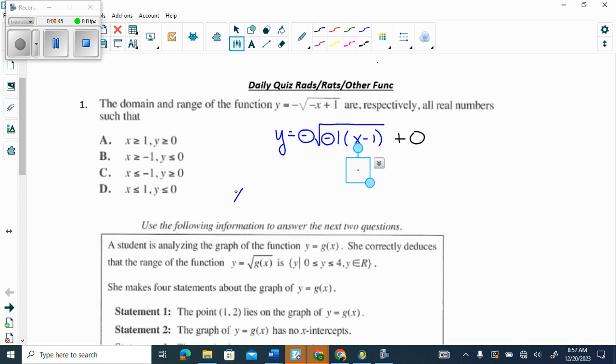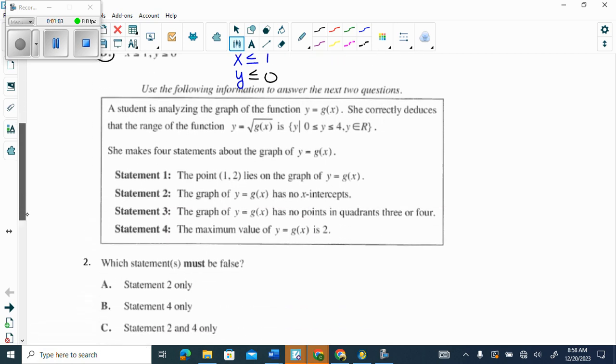So I know that my domain is going to be x is less than or equal to because of this one. And it's a 1 because it's 1 to the right. And my range is going to be y is less than or equal to because of that -0, which is p.